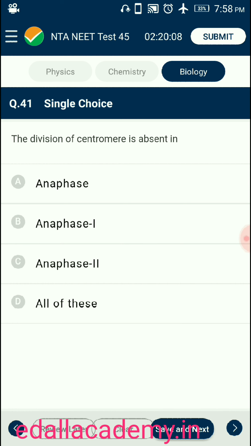Question number 41. The division of centromere is absent in. During anaphase 1, the chromosomal pair separates and chromosomes start moving towards opposite poles. This separation of chromosome pair is called disjunction, and it results in reduction in the number of chromosomes to half. So the answer for this question is option B, anaphase 1.